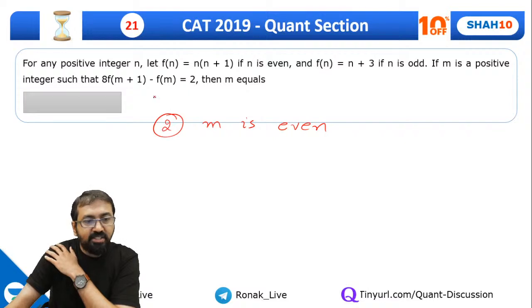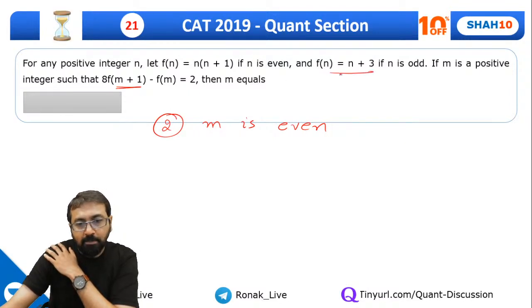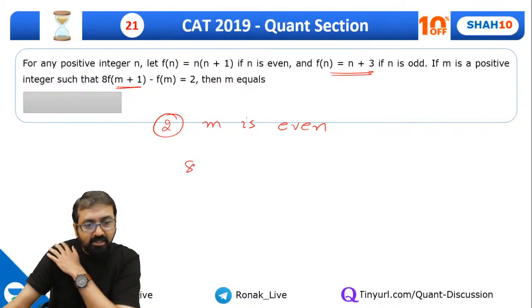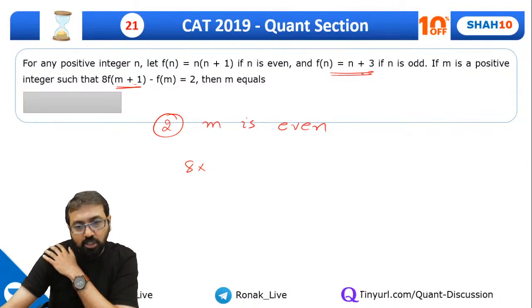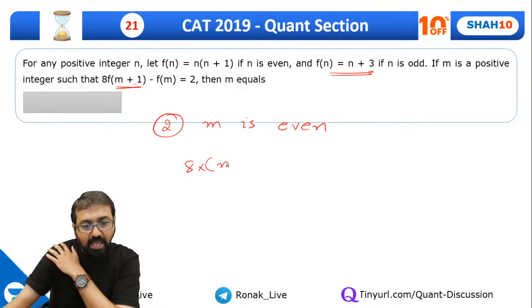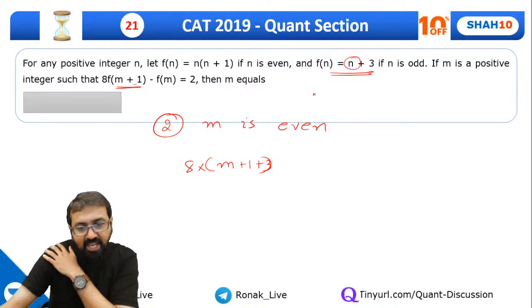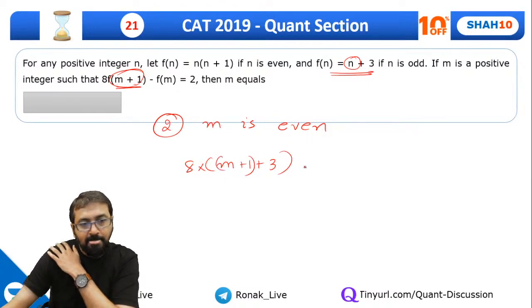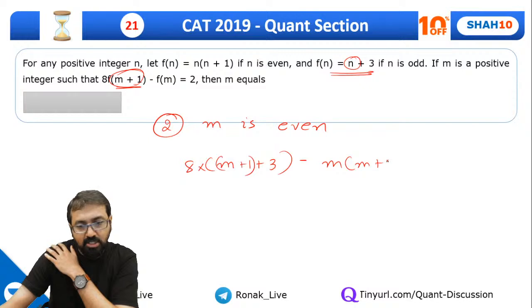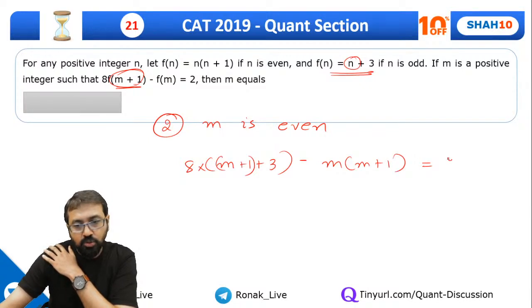Now if m is even, then m plus 1 will be odd, so we'll have to apply this rule over here. So 8 into f of m plus 1, which is an odd number, so we'll have to do it in m plus 3. Instead of n, I need to put m plus 1. So m plus 1 plus 3, something like this, right? Minus f of m. Now m is even, so we'll replace m into m plus 1. This is equal to 2, right?